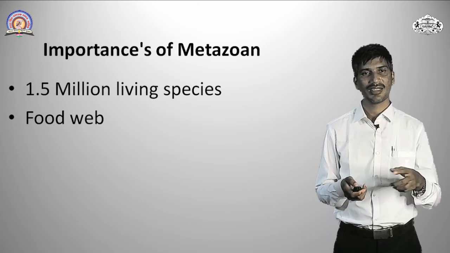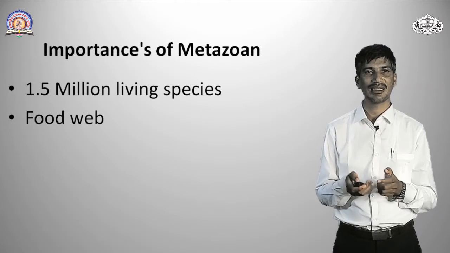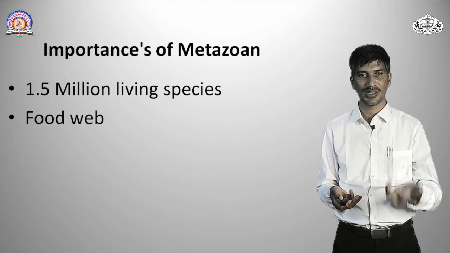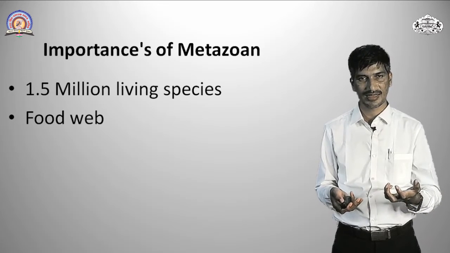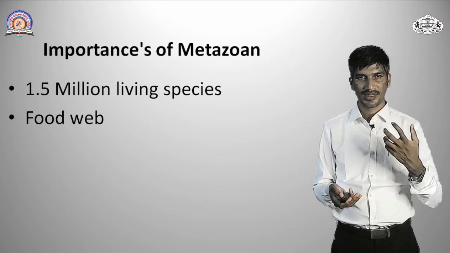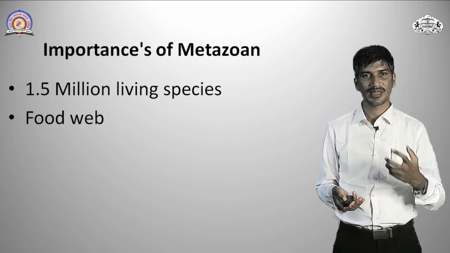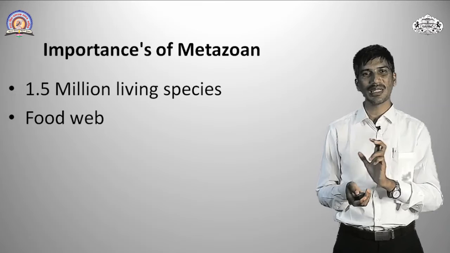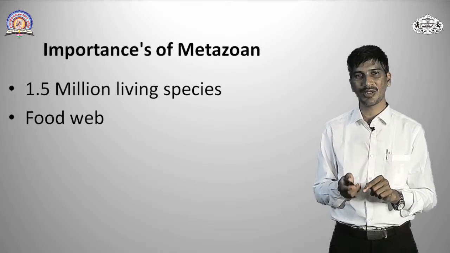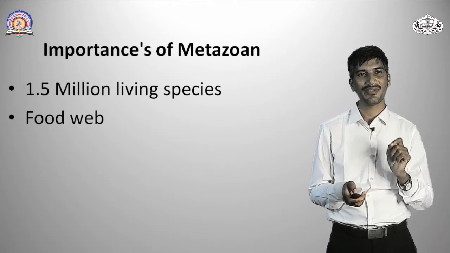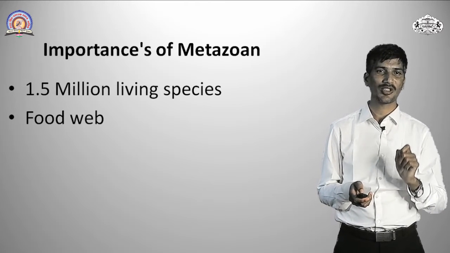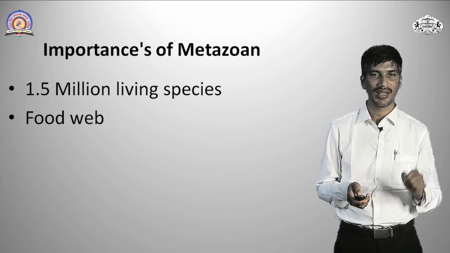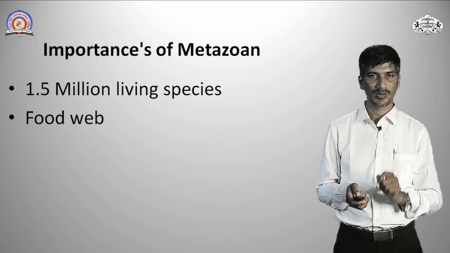Ultimately, the 1.5 million living species depend on other organisms. For example, the human being is dependent on vegetables and food grains, the carnivorous animal is dependent on the herbivores, and the herbivores are dependent on the grasses. Similarly, among the 1.5 million species there are interconnected food webs, and therefore this is a very important aspect: how the metazoan animals originated, how they are interconnected together, and how development occurred toward higher organisms.